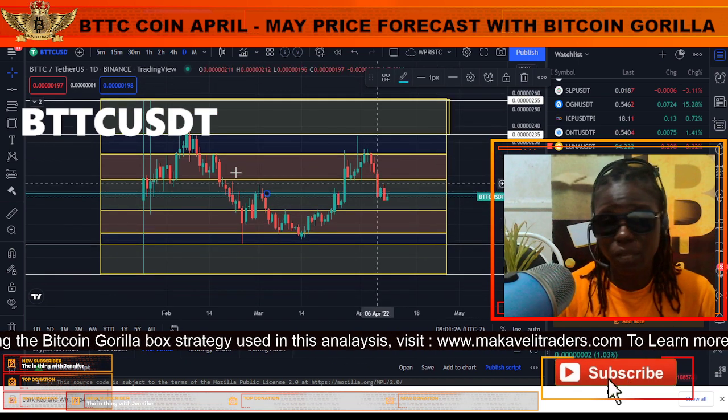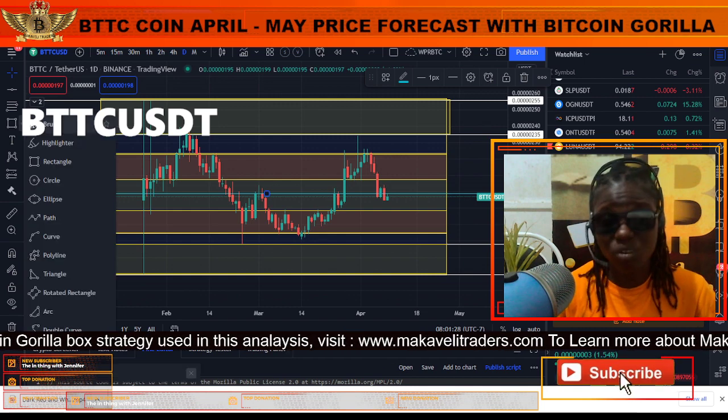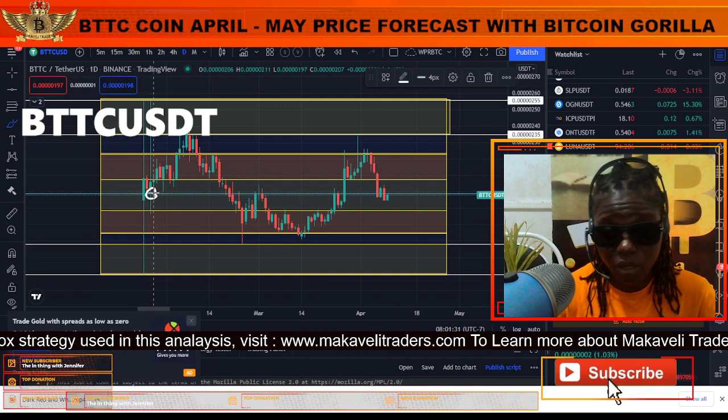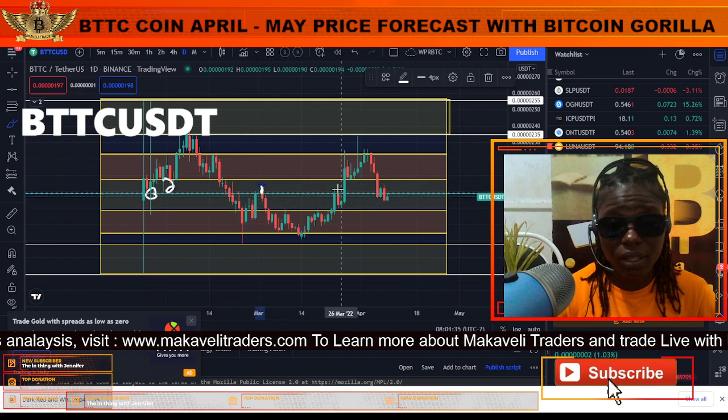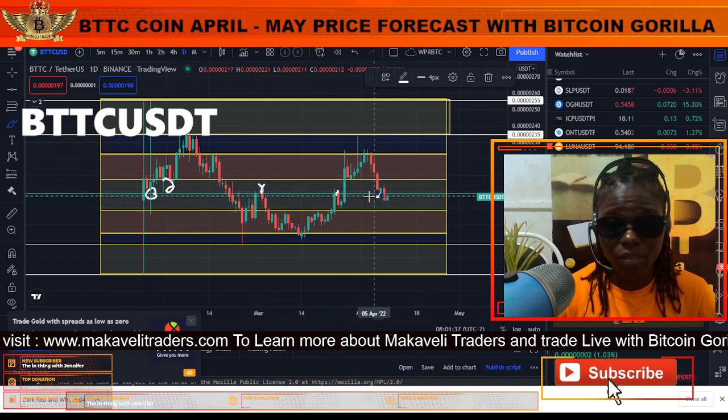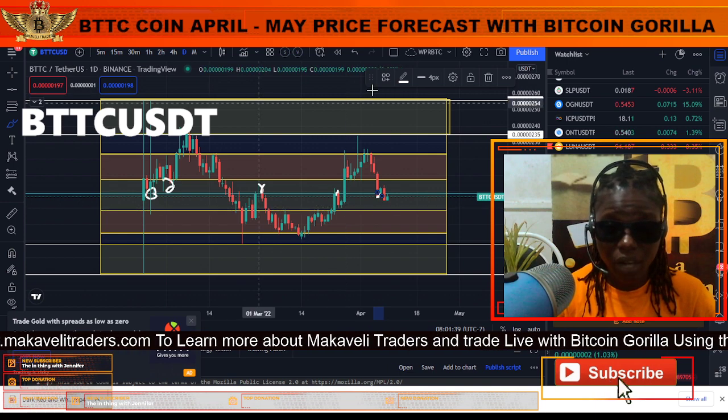That is the most important point where the buyers and the sellers seem to have met countless times. Look at it. 1, this is 2, this is 3, and this is 4, and they are back to it 5 times. So this is a very important area on the daily chart.